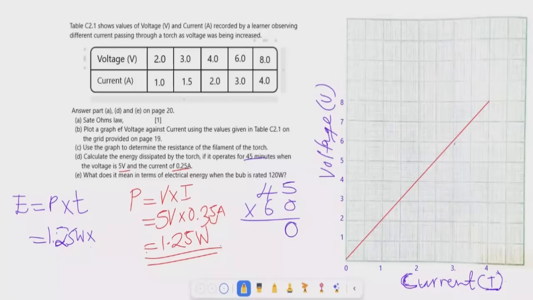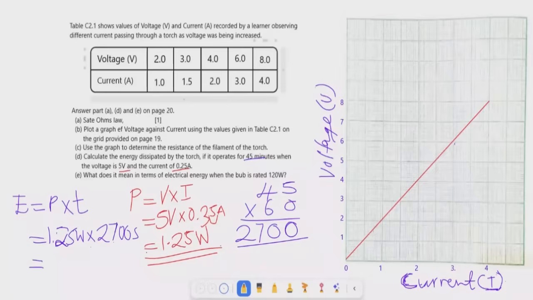Then we start multiplying 45 by 6. 6 times 5 will give me 30, so I write 0 here, carry 3. 6 times 4 will give me 24 plus 3, 27. I write the entire 27 like this, because there's no other number to multiply by 6 on top. So the answer is 2,700 seconds.